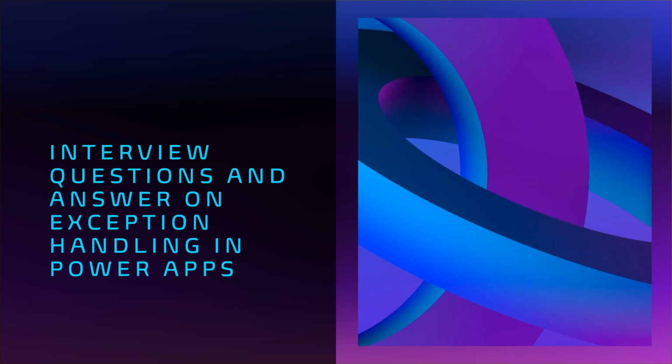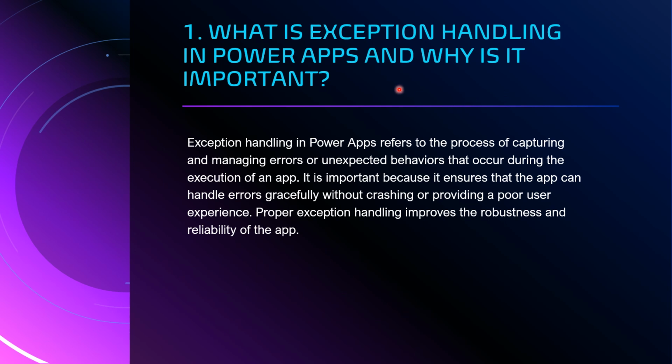Let's go to the interview questions that are mostly asked for this error and exception handling topic. Question number 1. What is exception handling in Power Apps and why is it important? Exception handling in Power Apps basically refers to the process of capturing and managing the errors or unexpected behavior that occur due to the execution of the app. Why is it important? It is important because it ensures that the app can handle errors gracefully without crashing or providing a poor user experience. And proper exception handling definitely improves the robustness and the reliability of the app.